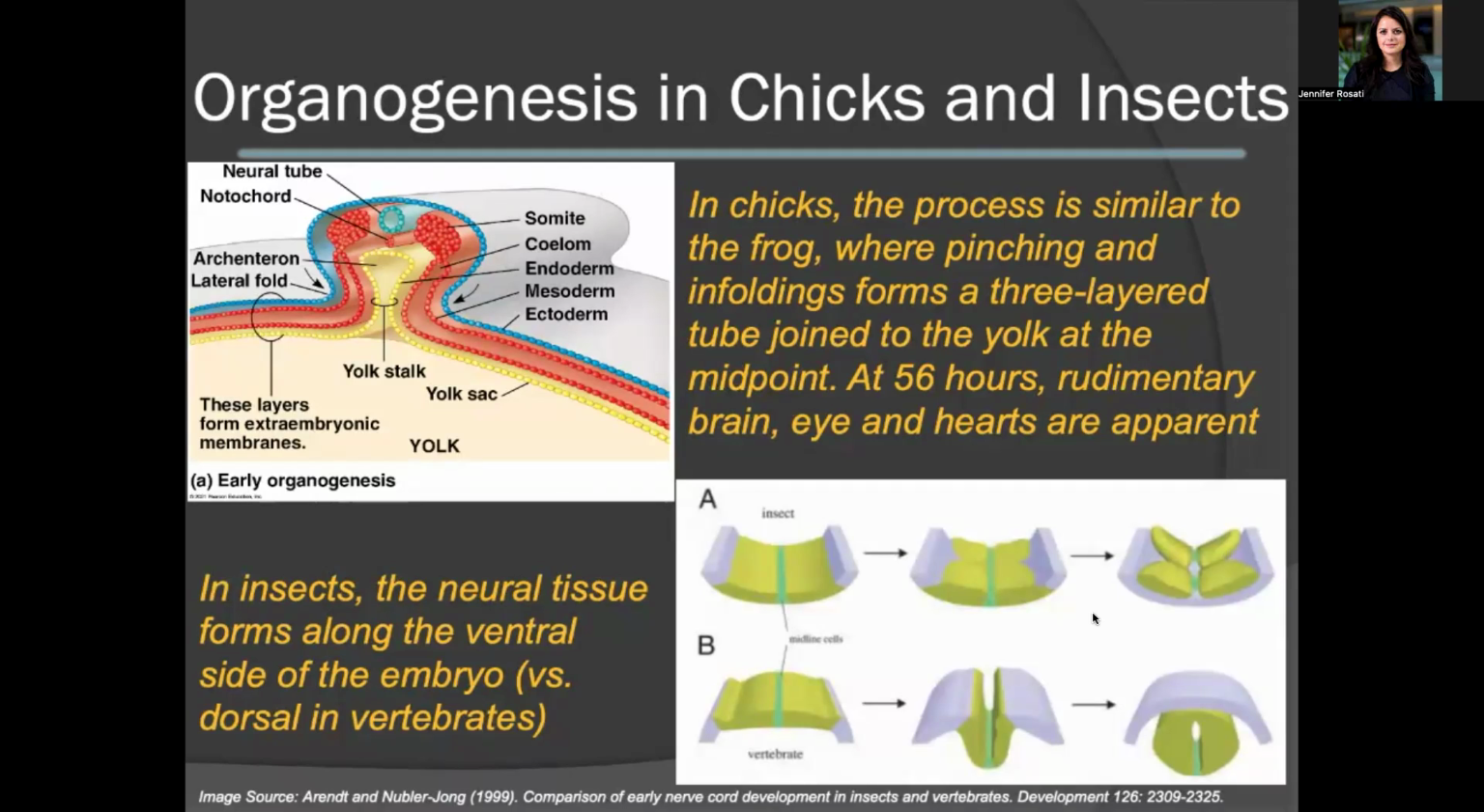The process of organogenesis in chicks is very similar to what we see in the frog. There will be pinching and infoldings, which form a 3-layered tube as seen in the diagram to the left. This 3-layered tube will be joined to the yolk at the midpoint. By 56 hours of development, rudimentary structures such as the brain, eye, as well as heart are apparent. In insects, neural tissue will form along the ventral side of the embryo versus the dorsal side as we've seen in vertebrates.